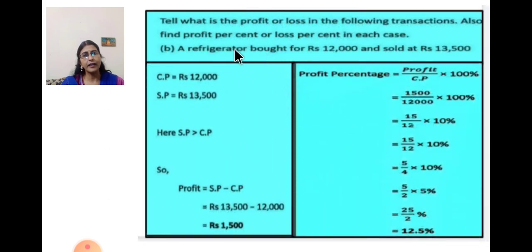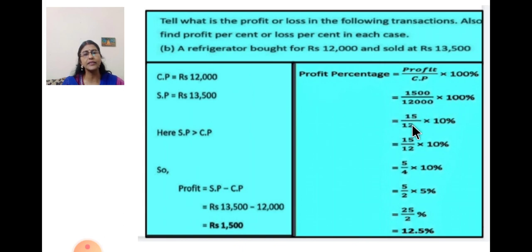Now part B: a refrigerator bought for rupees 12,000 and sold at rupees 13,500. So here also there is a profit. Profit is SP minus CP, 13,500 minus 12,000. So we will subtract, you will get rupees 1,500. And the profit percent is profit upon CP into 100%. So in place of profit we will write 1,500, and the cost price is 12,000, into 100%.